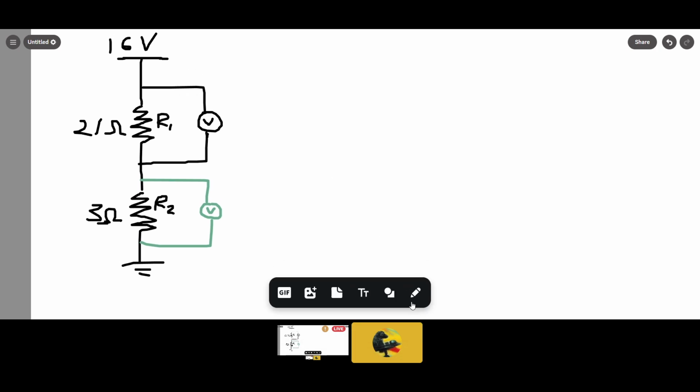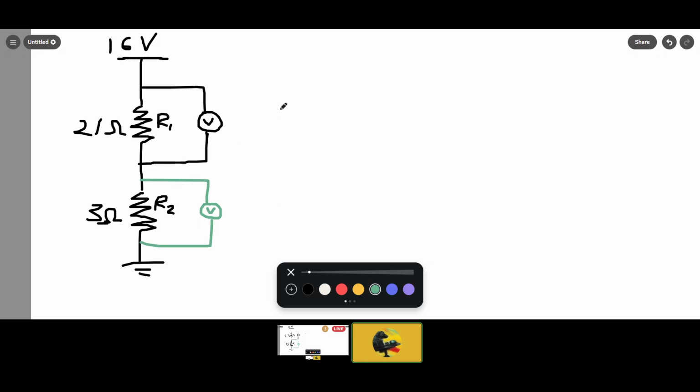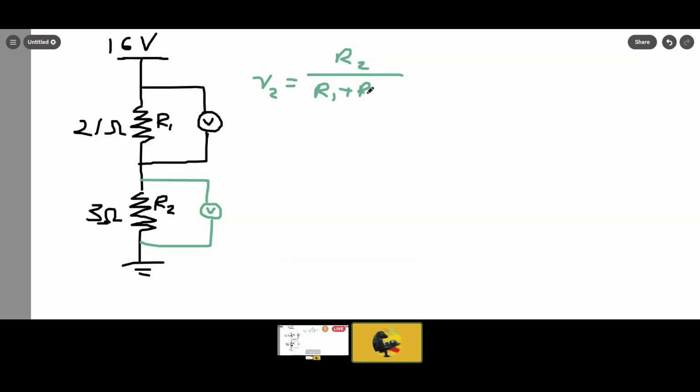You can pause now to find the voltage across R2. The voltage across R2, V2, will be R2 as the numerator, and then the rest is the same.